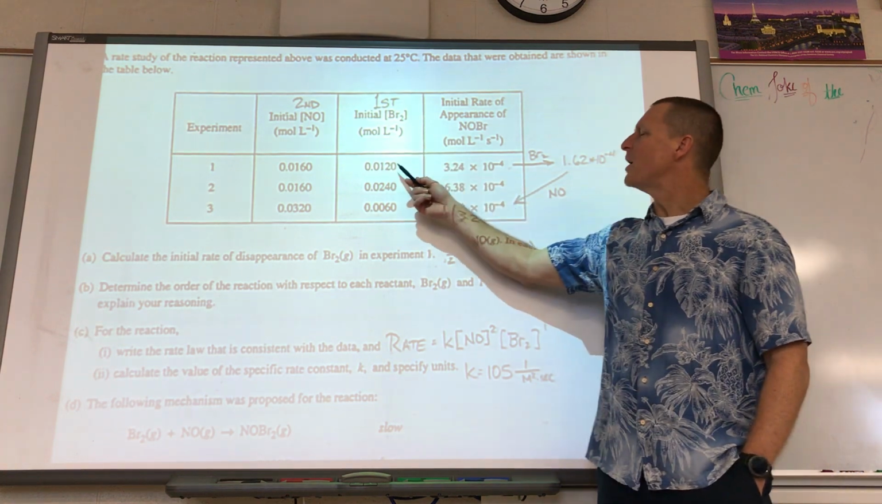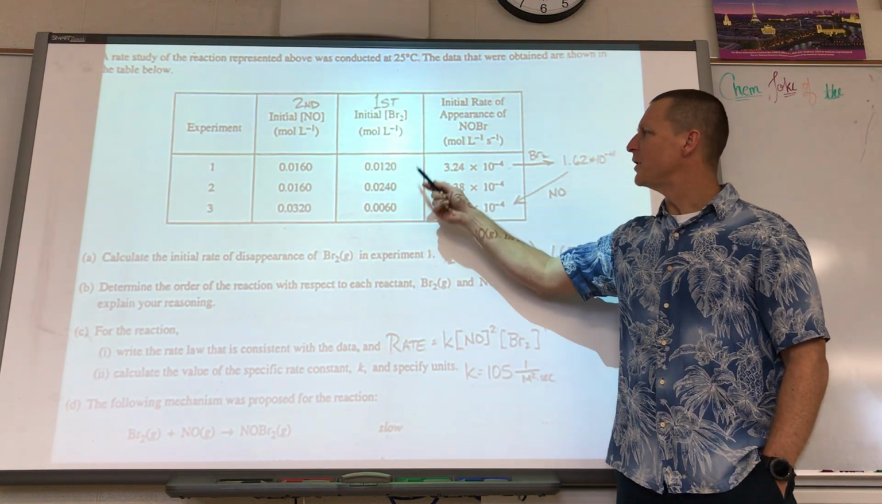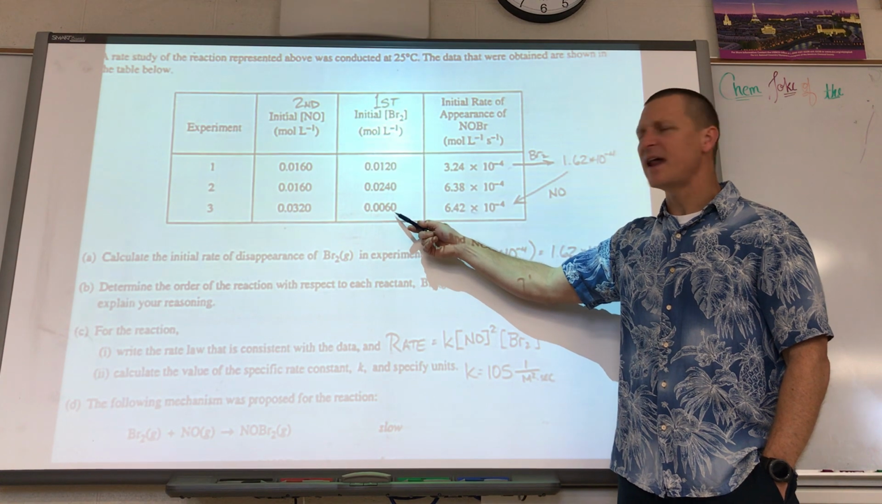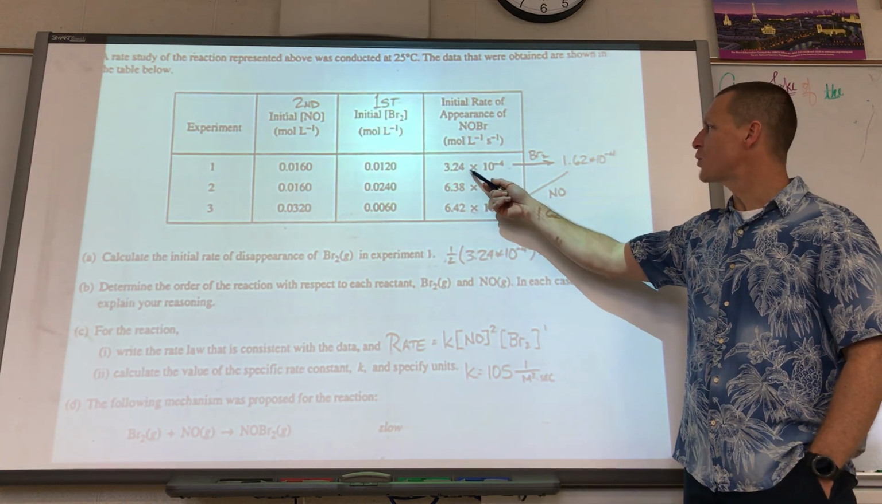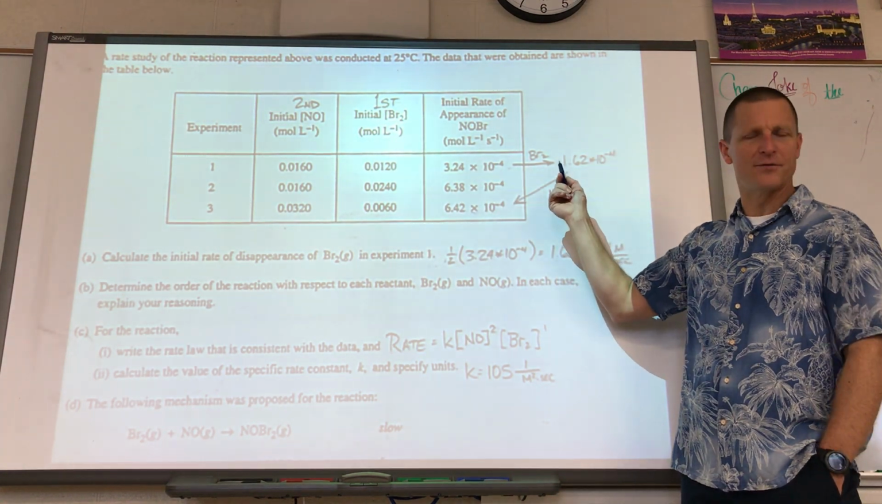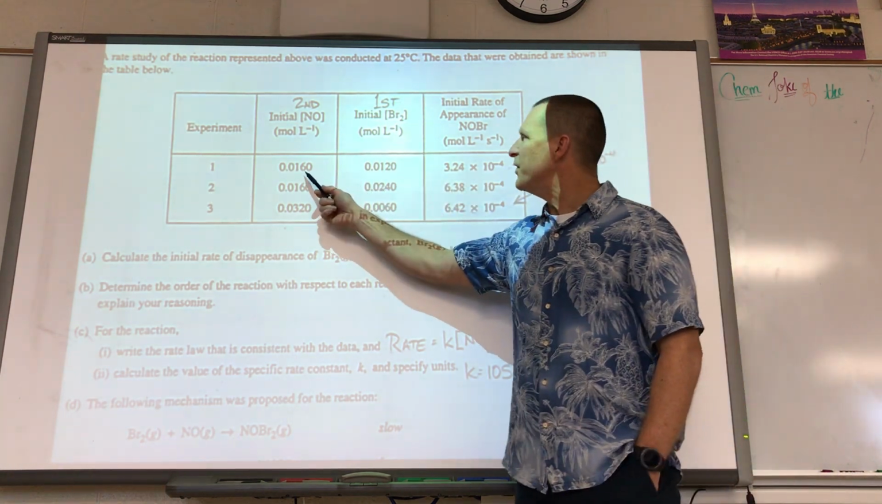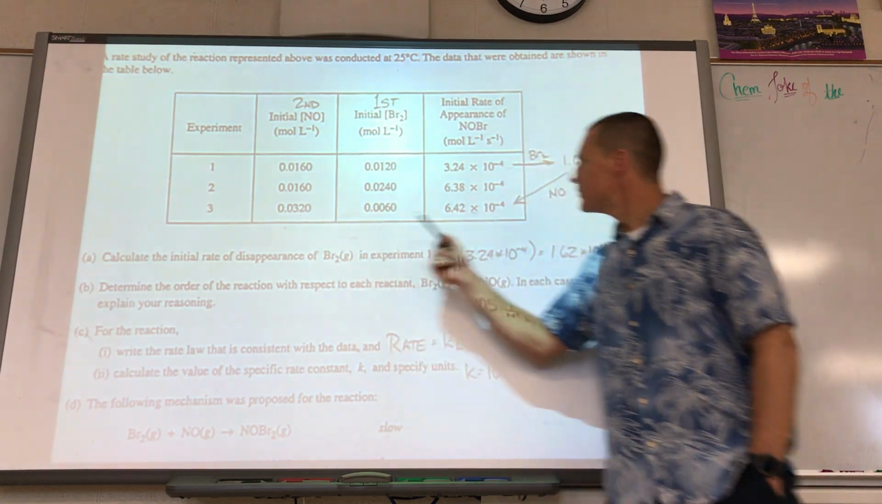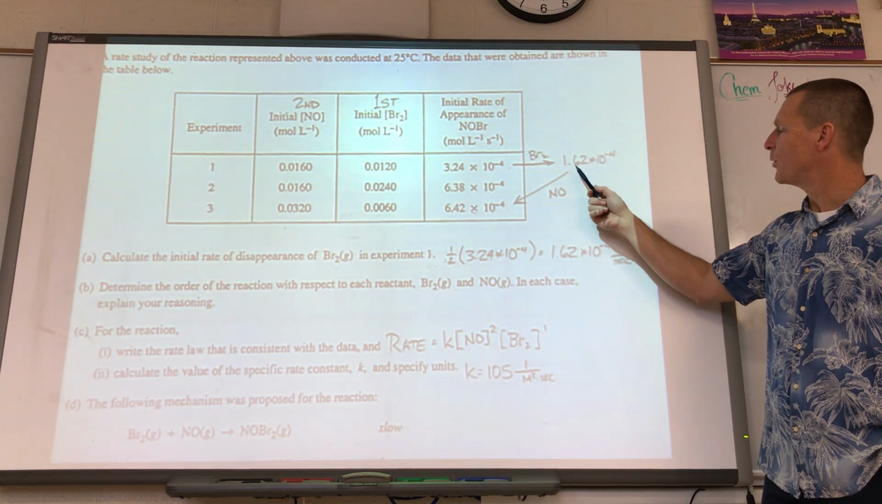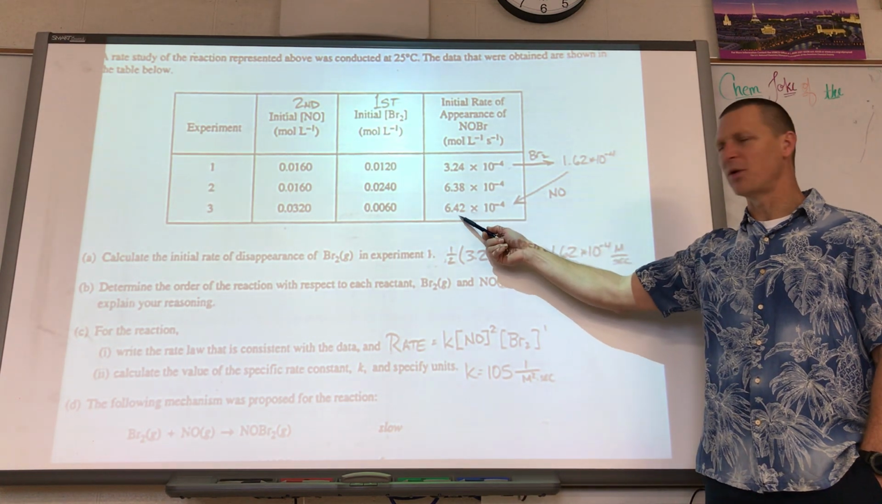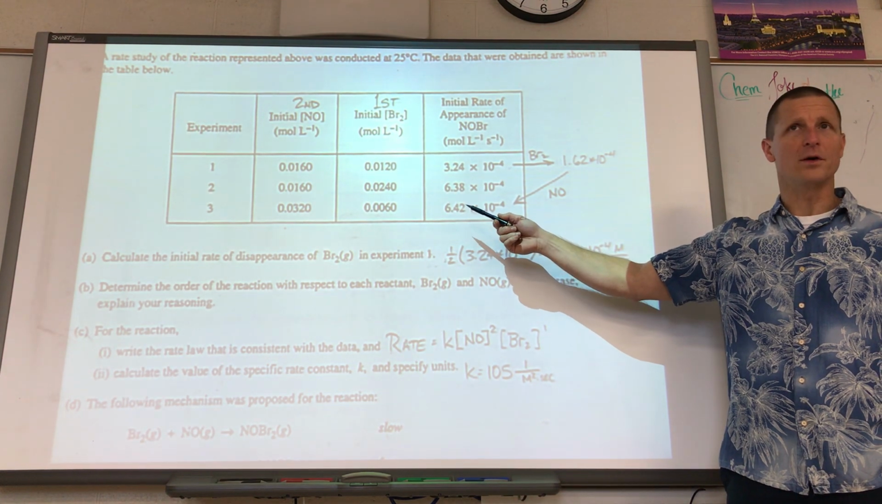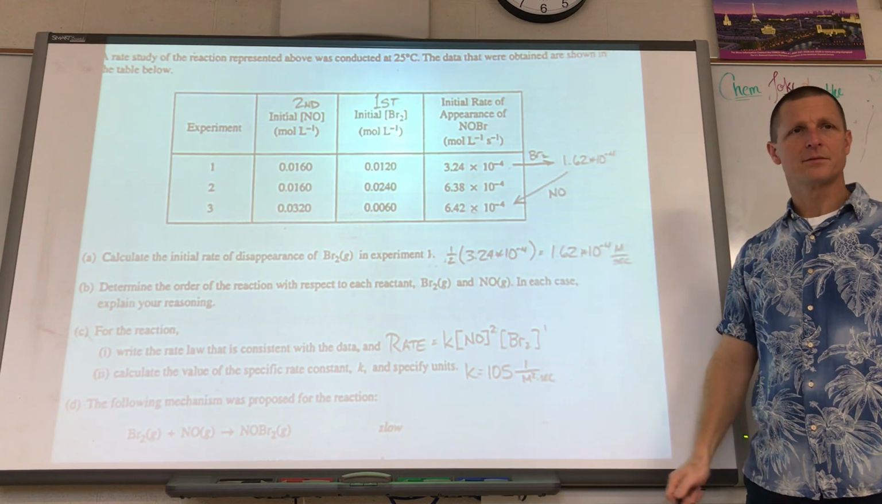So we know that BR2 is first order. Use trials 1 and 3. BR2 gets cut in half. So because it's first order, you would cut the rate in half from trial 1. Then the NO doubles. So how does this corrected rate from 1.62 change to 6.42? It's going up by a factor of 4. So that's second order.